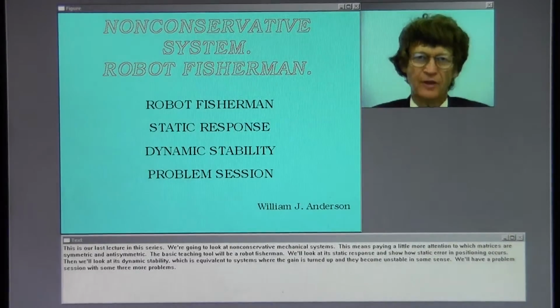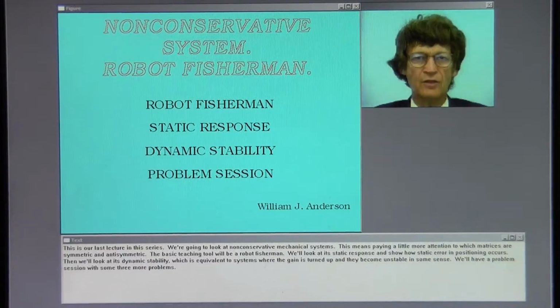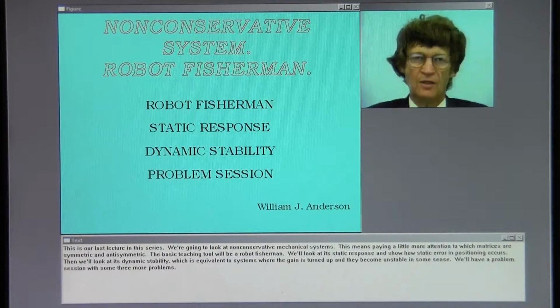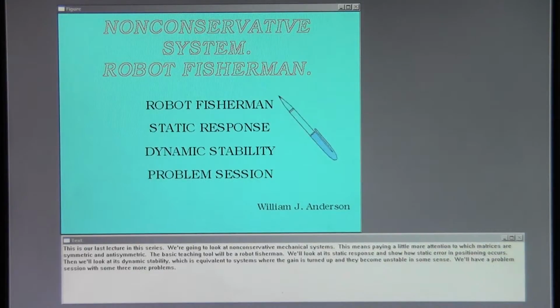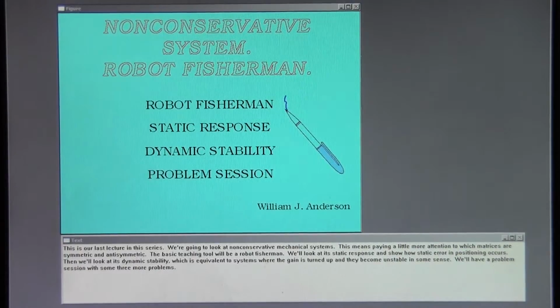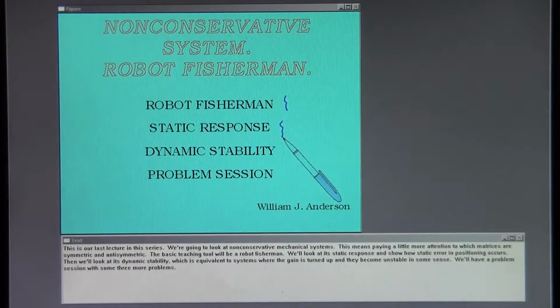This is our last lecture in this series. We're going to look at nonconservative mechanical systems. This means paying a little more attention to which matrices are symmetric and antisymmetric. The basic teaching tool will be a robot fisherman. We'll look at its static response and show how static error in positioning occurs. Then we'll look at its dynamic stability, which is equivalent to systems where the gain is turned up and they become unstable in some sense. We'll have a problem session with some 3 more problems.